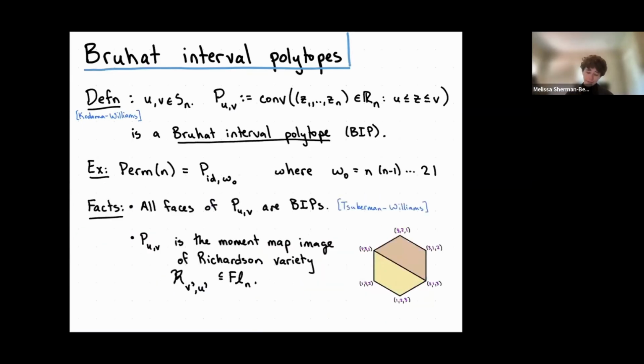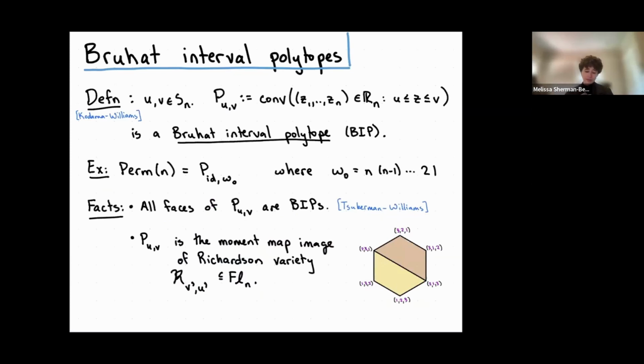A couple more facts, maybe good to keep in mind. All faces of Bruhat interval polytopes are again Bruhat interval polytopes for some subintervals. The converse is not necessarily true. So if you have a subinterval, it may not correspond to a face of your Bruhat interval polytope. It might be somewhere inside. And this fact about faces is a theorem of Tsukerman and Williams.